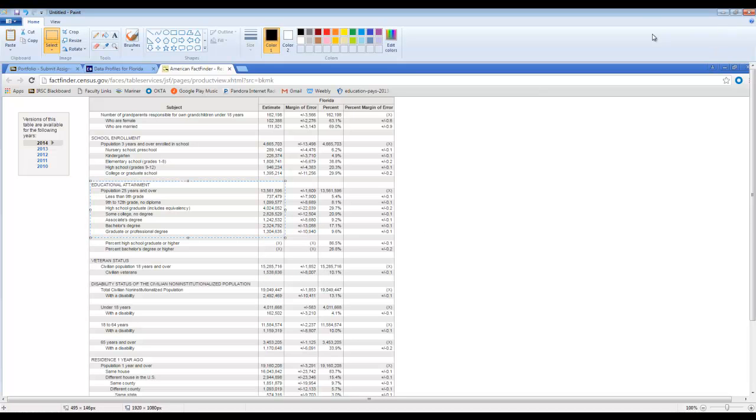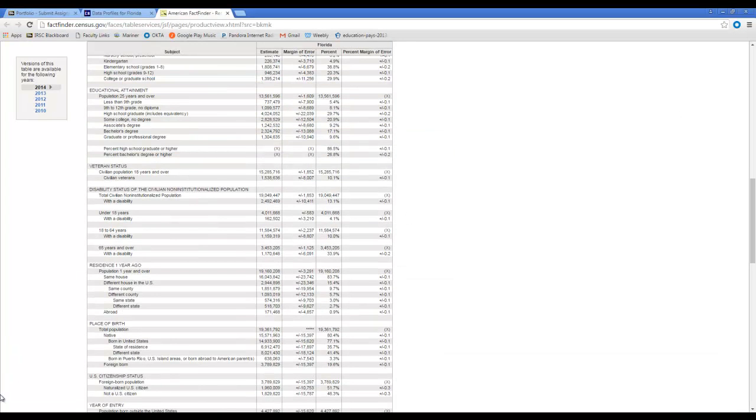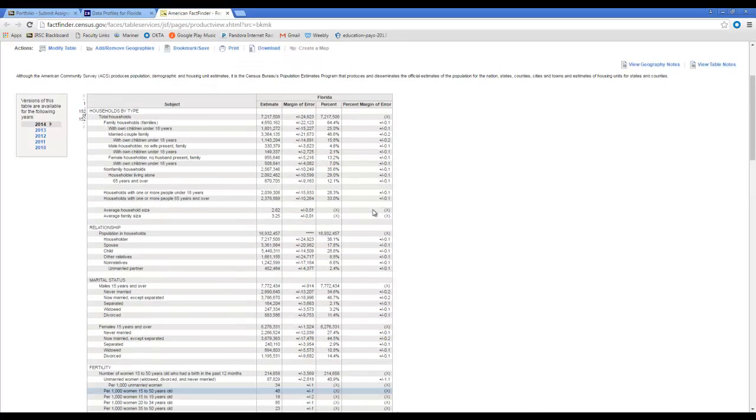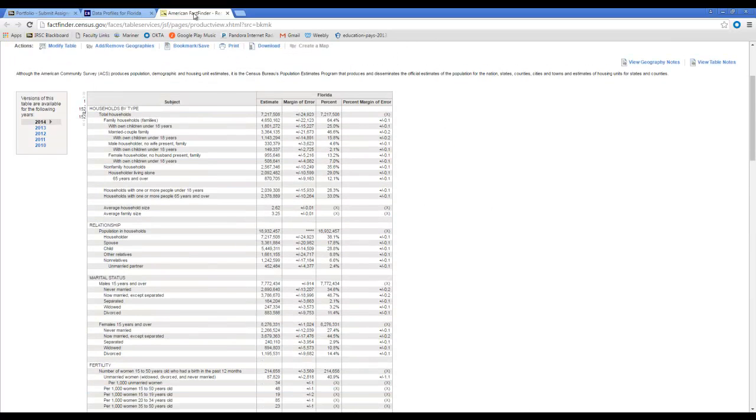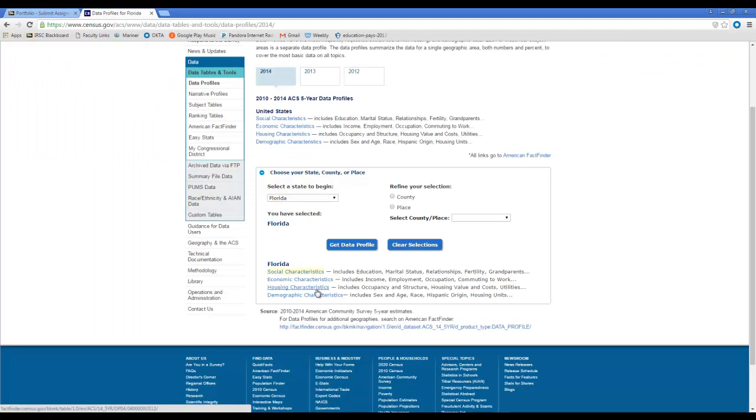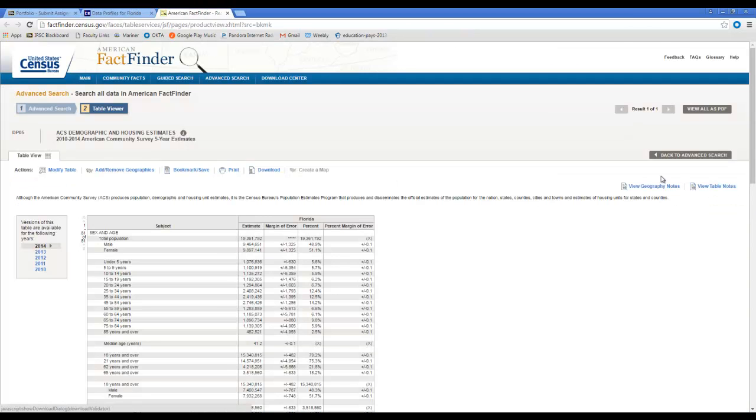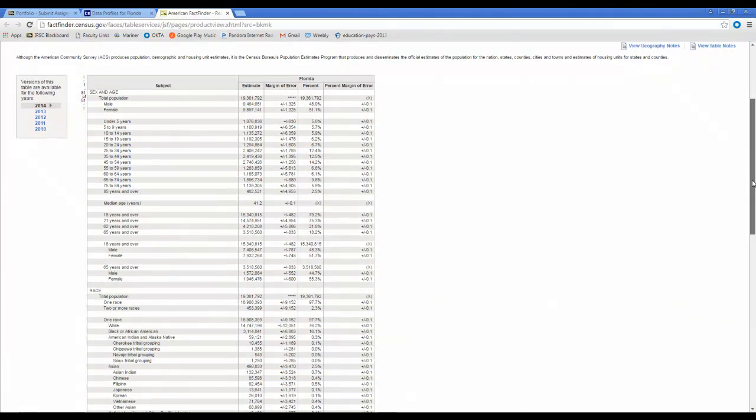So again, you could use Google search, you could do whatever you want to, but I think there's a lot of really cool data on the American Community Survey. Again, you can go back here. Let's close that out. You can go and look at housing characteristics, demographic. So again, we selected Florida, so this is all about Florida.